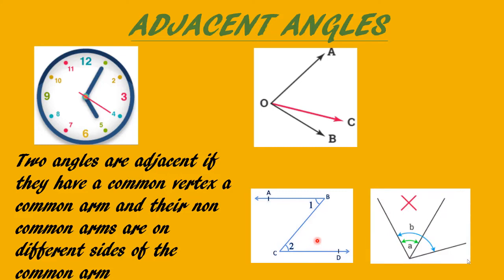Similarly, let's see the other figure. In this figure, angle A and angle B both have a common arm, this one, and a common vertex, but both the non-common arms, this and this, lie on the same side of the common arm. Therefore, these are also not adjacent angles.